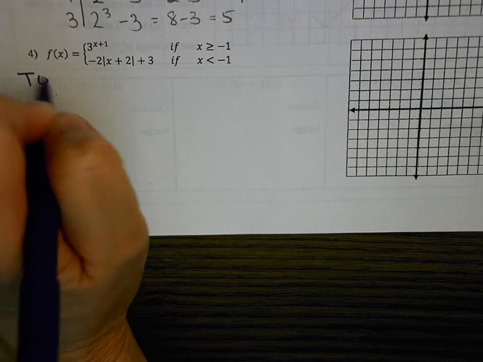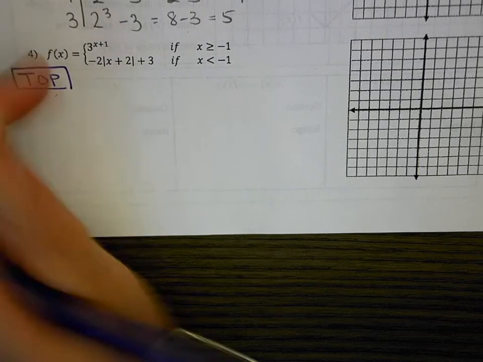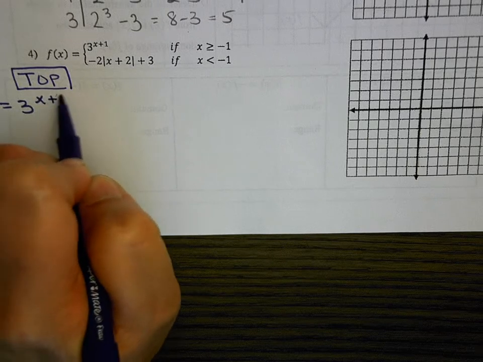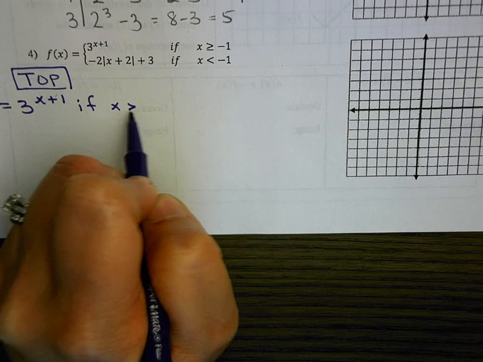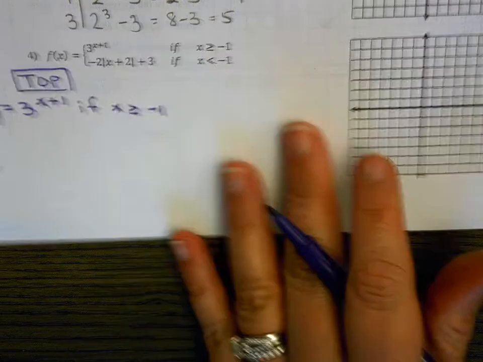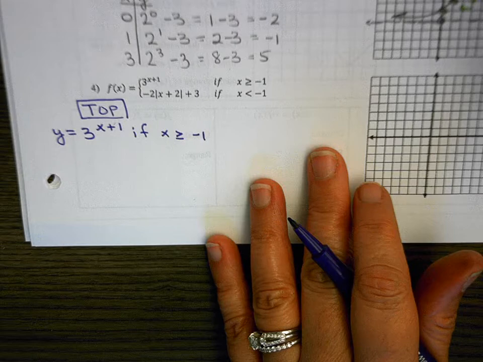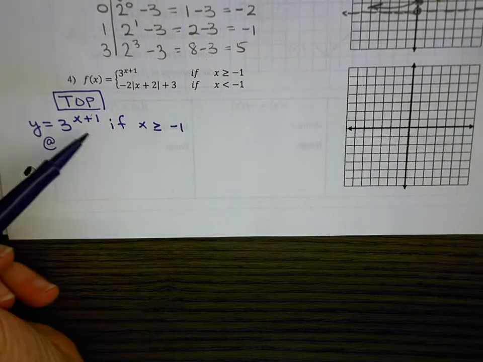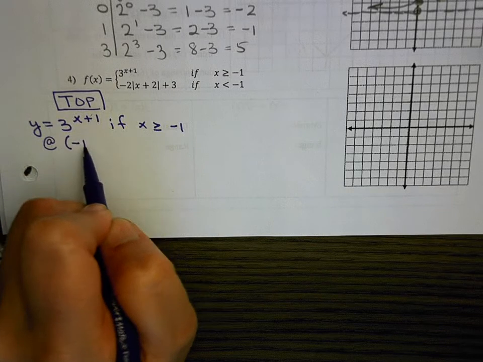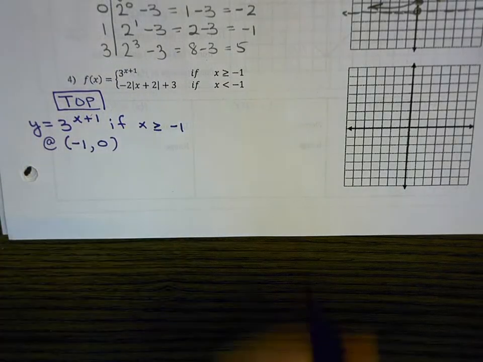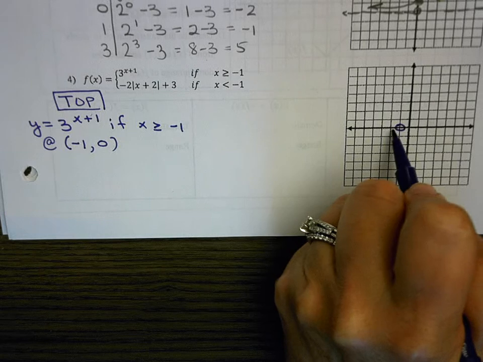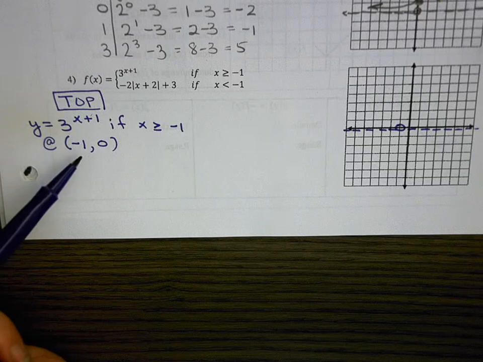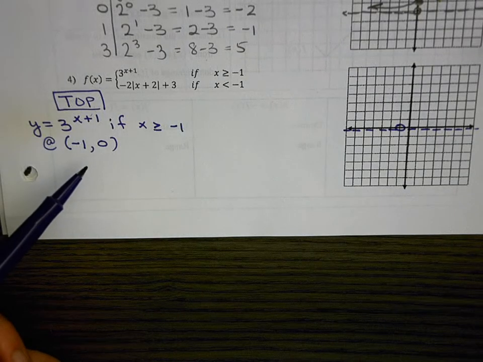So I'm going to just look at just that top equation first. So I have an exponential. For me to graph that exponential, I'm going to find my asymptote where it starts. So that would be at -1 and 0. So -1, 0. So there is a start at -1, 0, which is our asymptote.